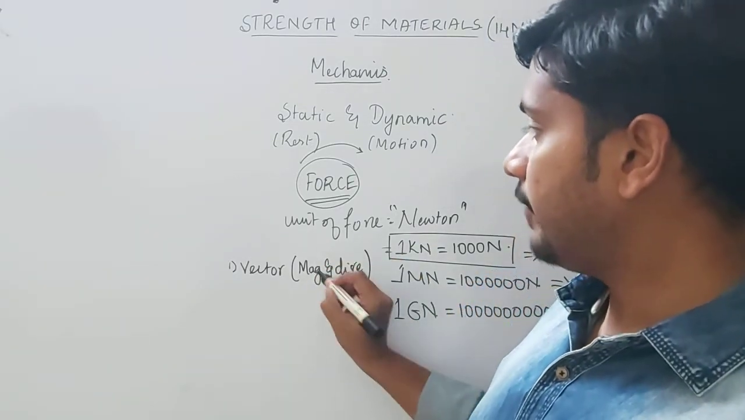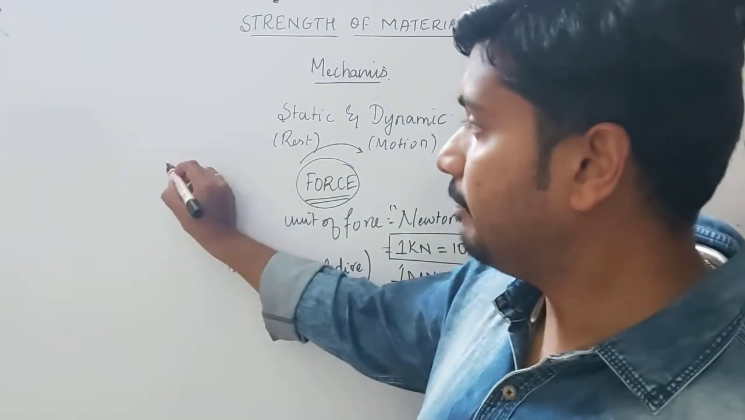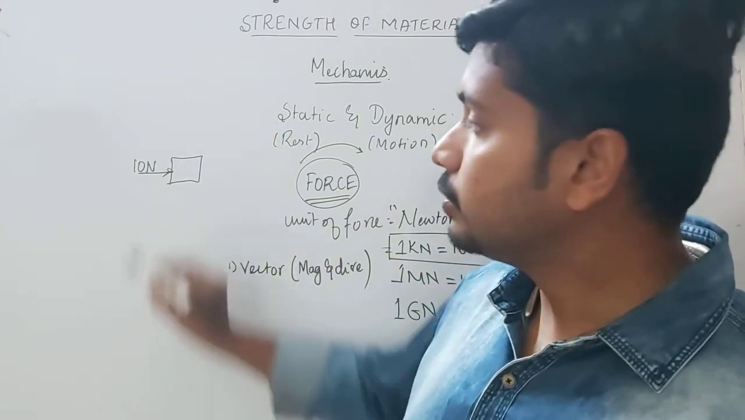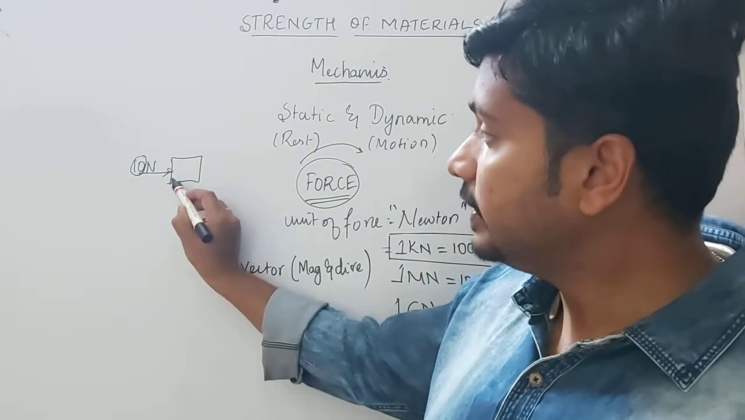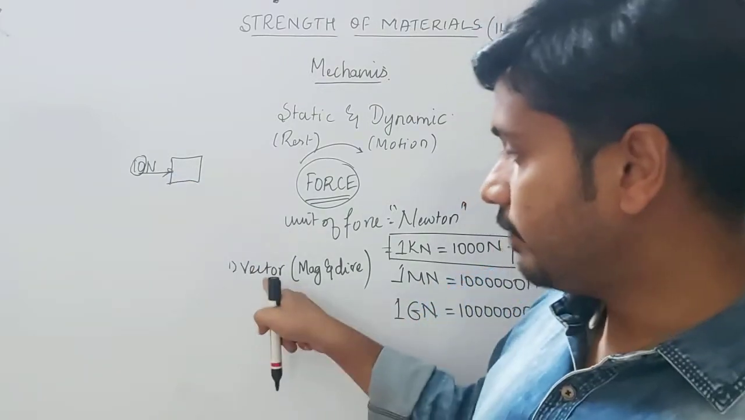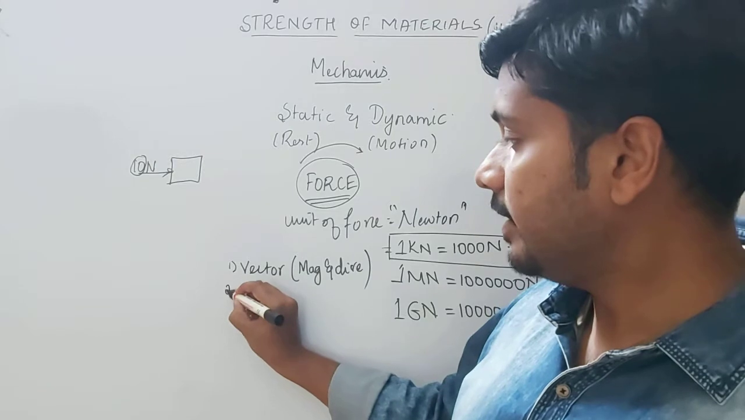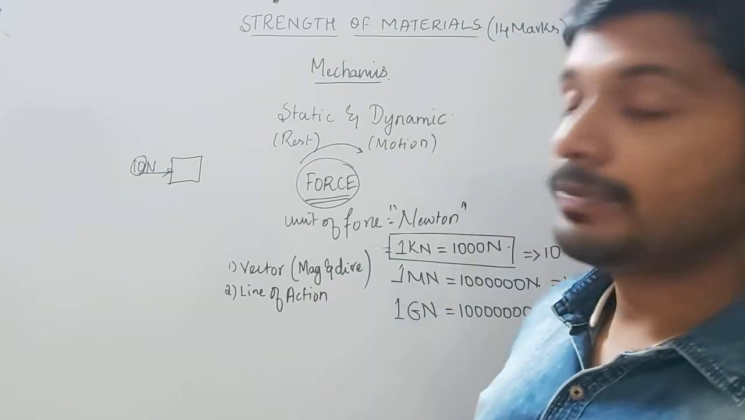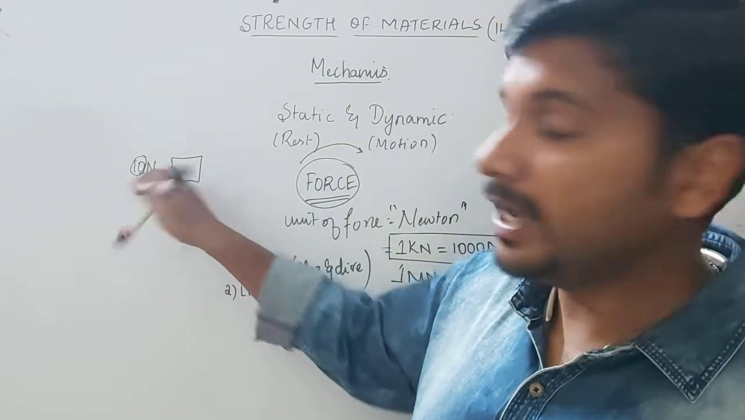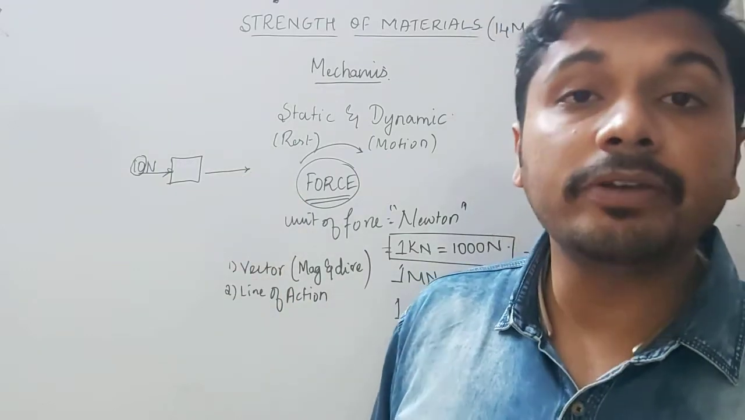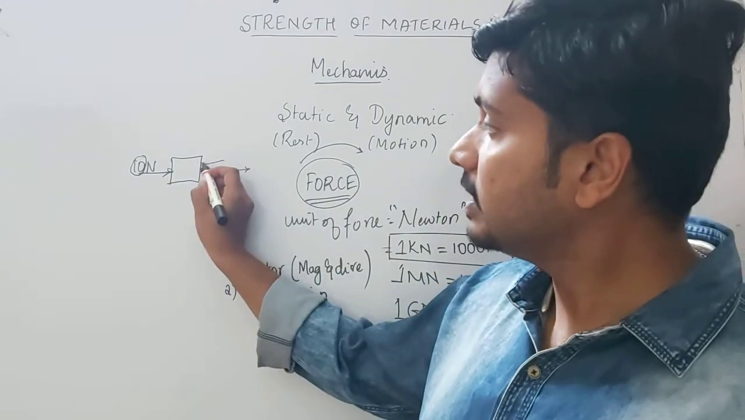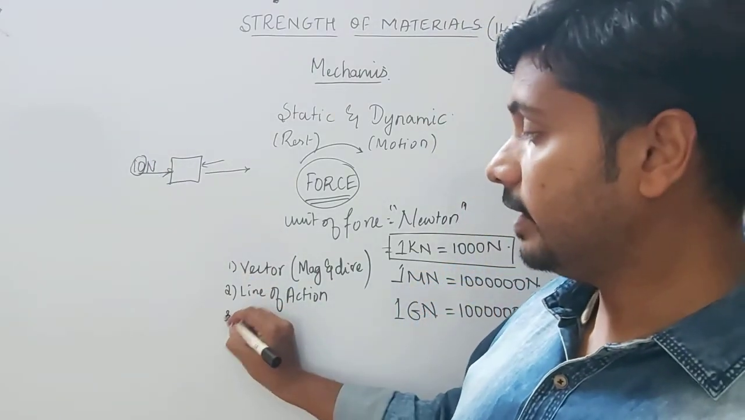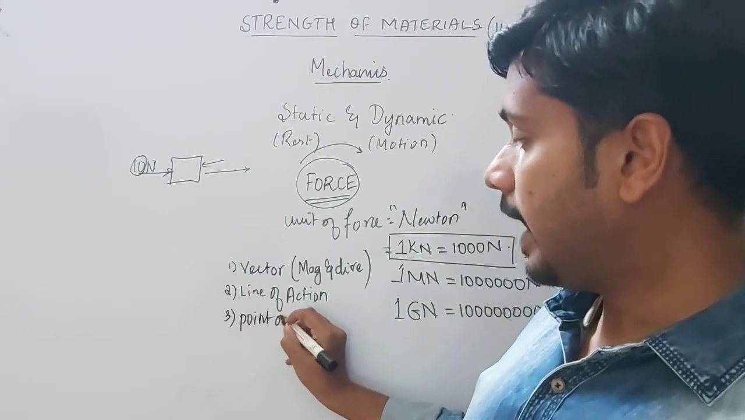If I want to represent the force, for example, there is a body now. If I apply a force of 10 Newton, 10 is the magnitude. In which direction I am applying is also important. That's why it's a vector quantity. Second, the line of action. Line of action means whatever direction I apply the force, in that direction only the body will try to move. So that is line of action. Third one, point of application.